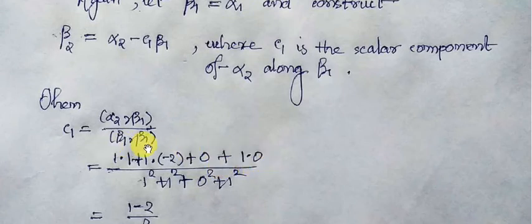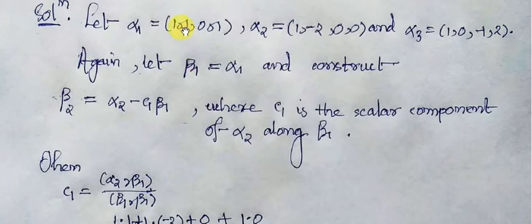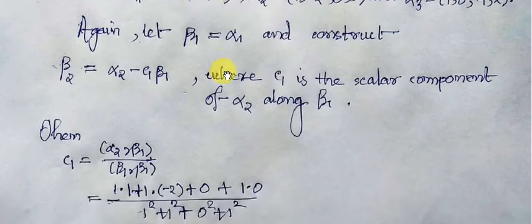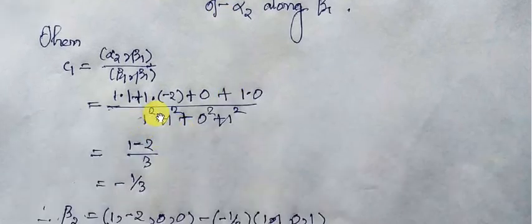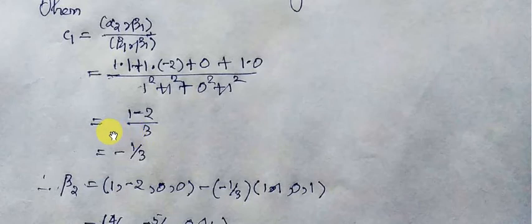And for the inner product of beta 1 with beta 1, the vector is (1, 1, 0, 1), so it is 1 square plus 1 square plus 0 square plus 1 square. And after calculation we have the value of c1 equal to minus 1 by 3.